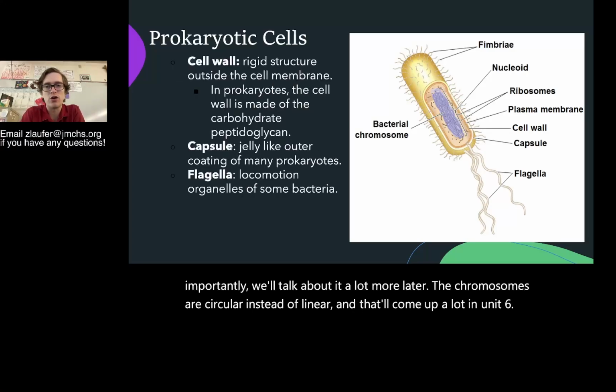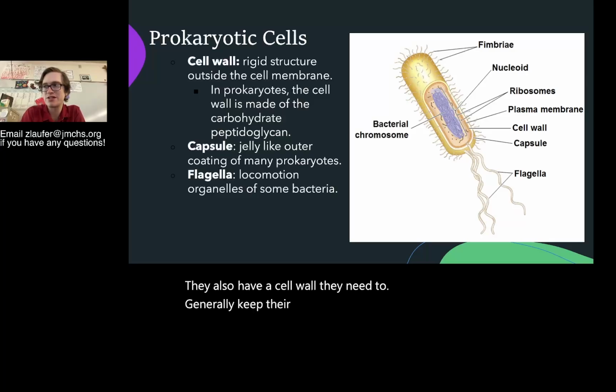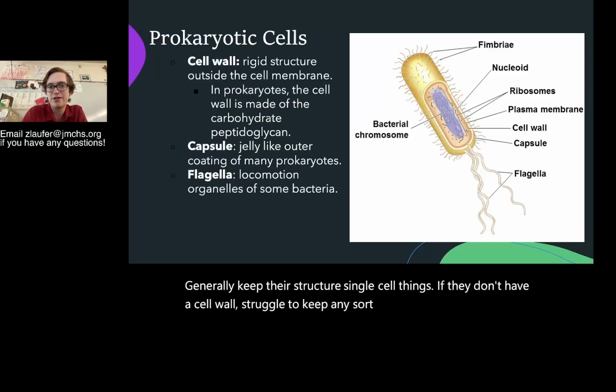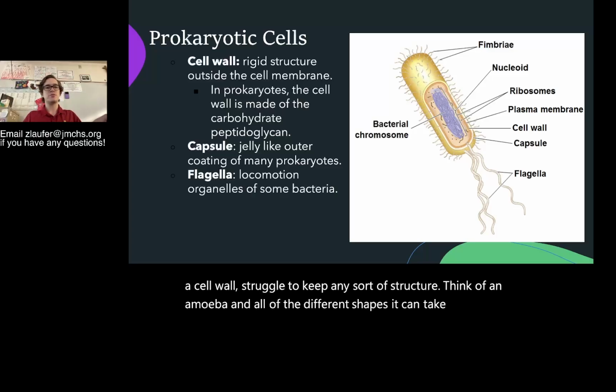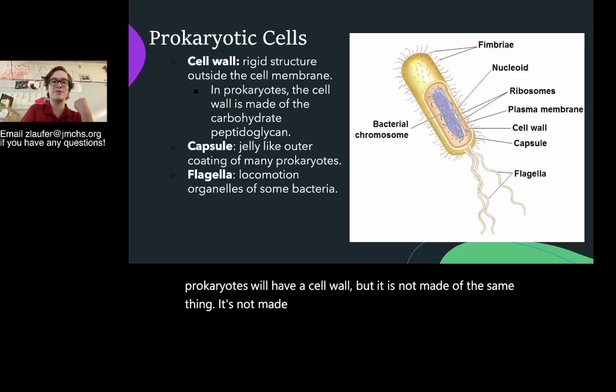They also have a cell wall. They need to generally keep their structure. Single cell things, if they don't have a cell wall, struggle to keep any sort of structure. Think of an amoeba and all of the different shapes it can take on. So a lot of prokaryotes will have a cell wall, but it is not made of the same thing. It's not made of cellulose, it's made of peptidoglycan. It's still a carbohydrate, just a different one.